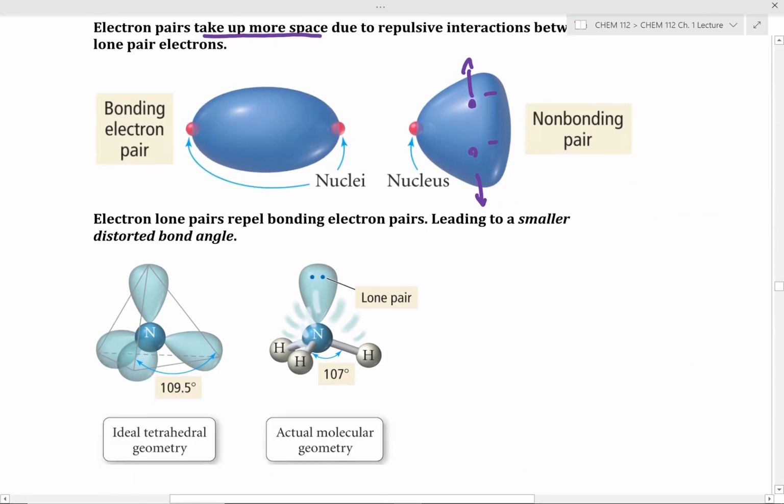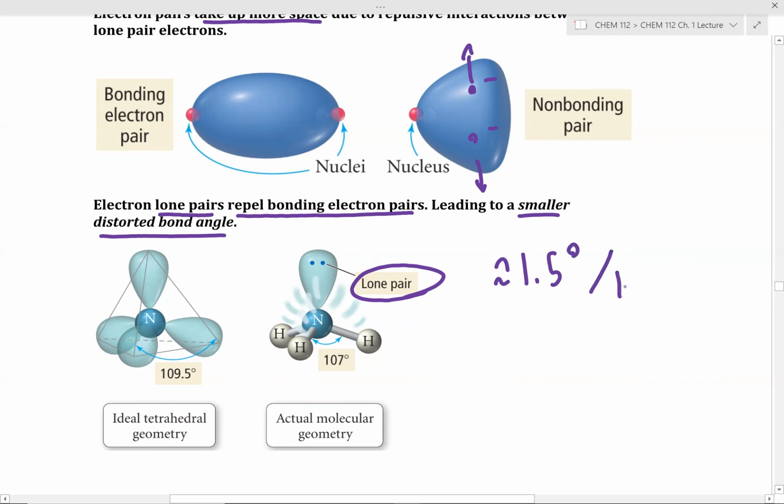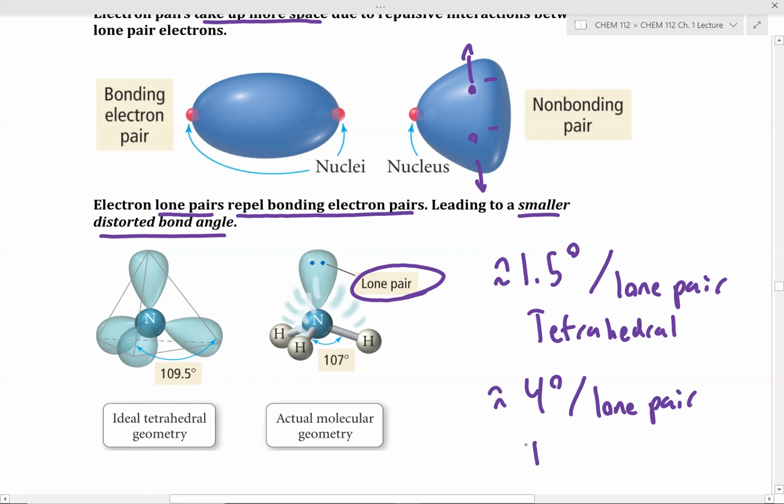So, in general, electron lone pairs repel our bonding electrons, leading to a smaller bond angle. So, for example, in ammonia, does everyone notice this very conspicuous lone pair? Comparing our ideal tetrahedral bond angle of 109.5, is our bond angle for ammonia smaller or larger? Smaller. And as a general rule, you lose about 1.5 degrees per lone pair for your tetrahedral, and then approximately 4 degrees per lone pair for your trigonal planar.